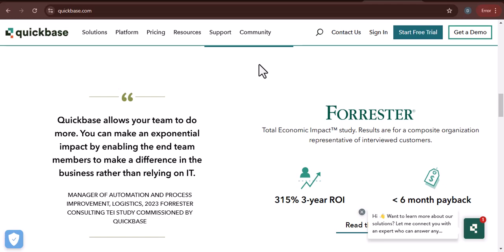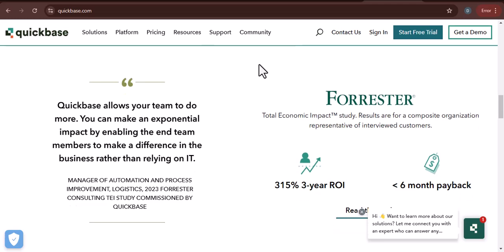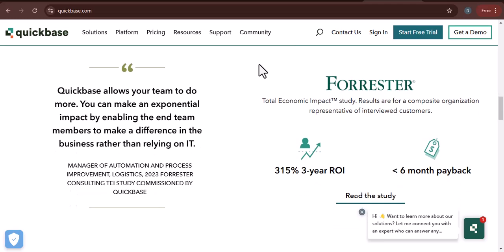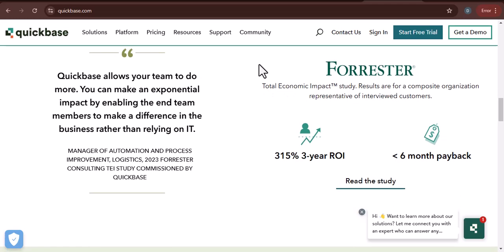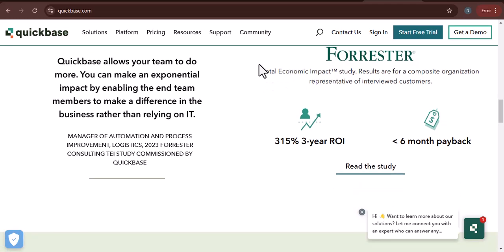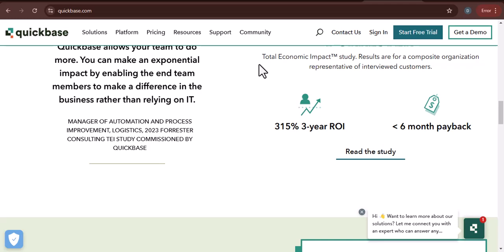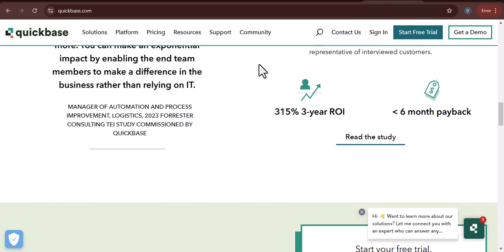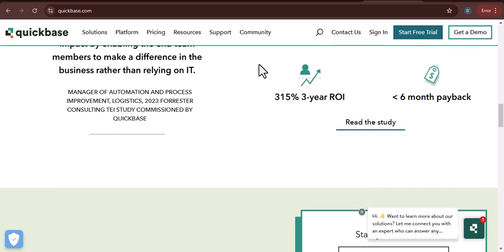Other charts. In addition to the 4 charts mentioned above, Quickbase also offers a number of other chart types, such as area charts, bubble charts, candlestick charts, gauge charts, heat maps. How to choose the right chart.